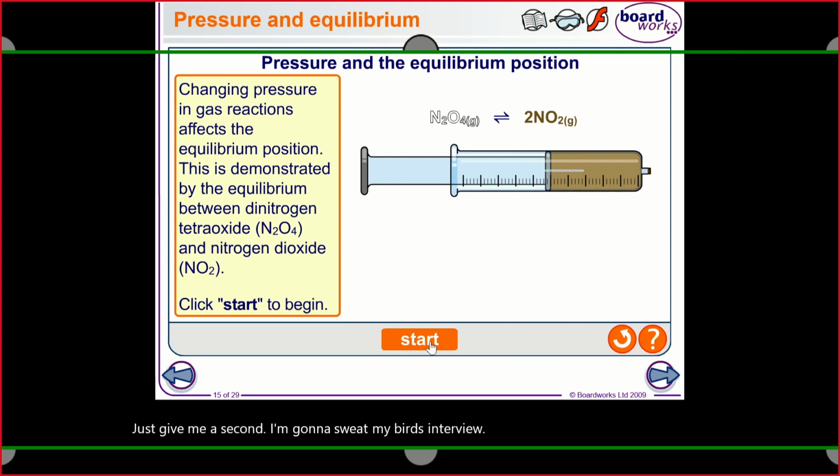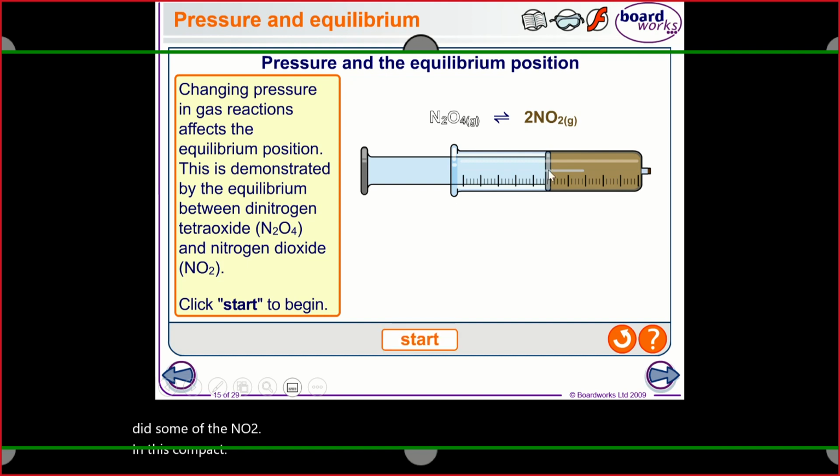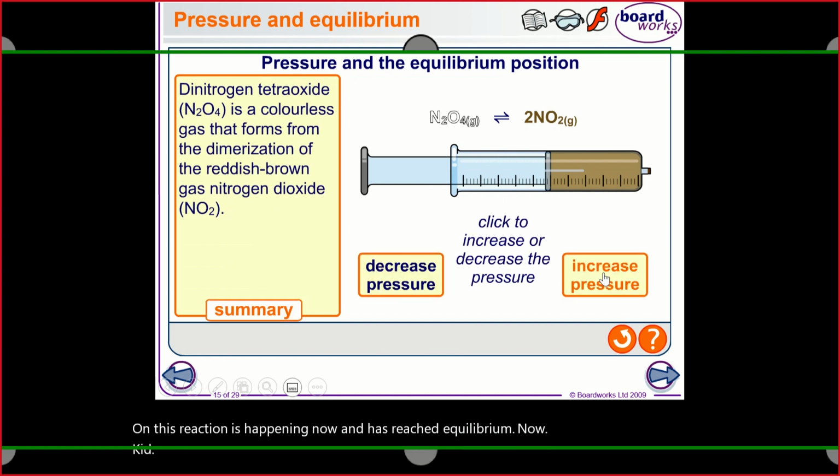Okay, so this is the example that we're talking about. We have this gas, the N2O4, and we started with the NO2 in this syringe. So this is the syringe. I've closed it from one side, and I put some of the NO2 in this compound. This reaction is happening and has now reached equilibrium. What's going to happen if I increase the pressure? Remember that the NO2 has a brown color and the N2O4 is colorless.